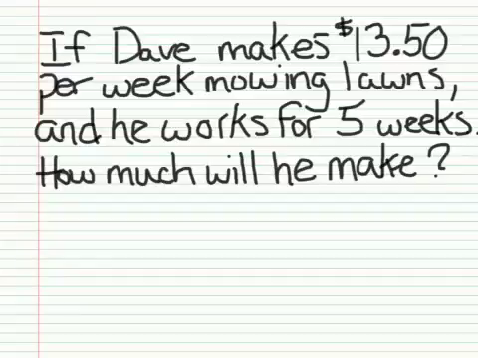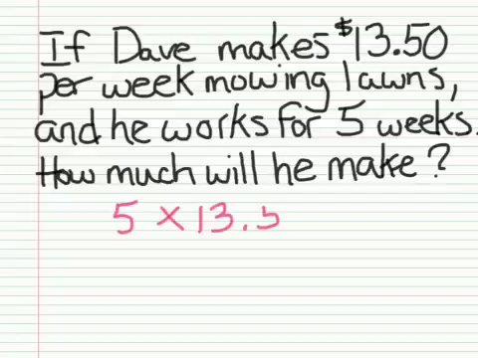Now, if Dave makes $13.50 per week mowing lawns, and he works for 5 weeks, how much will he make? So, let's think about our two methods. We can simply add $13.50 5 times, because by using repeated addition, that would work for us. Or we can multiply 5 by $13.50. So let's try both methods and kind of see what we like.